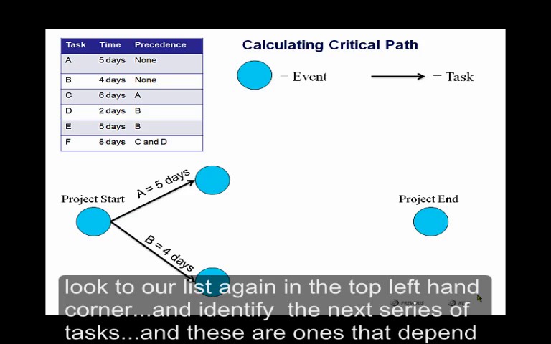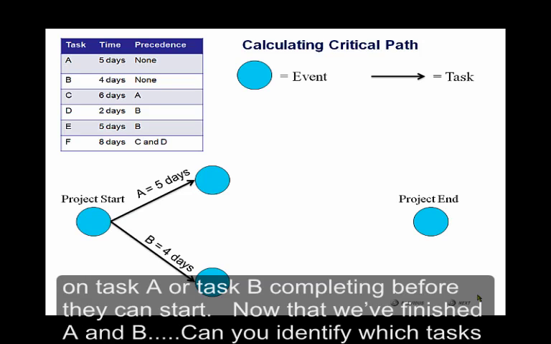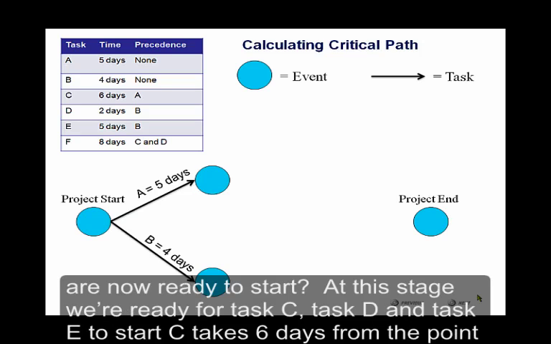So now that we've drawn the events where task A and task B stop, we can look to our list again in the top left-hand corner and identify the next series of tasks. And those are the ones that depend on task A or task B completing before they can start. So now that we've finished A and B, can you identify which tasks are now ready to start? At this stage, we're ready for task C, task D, and task E to start.